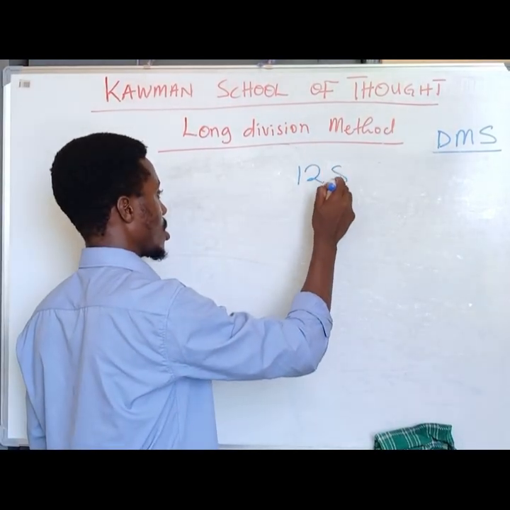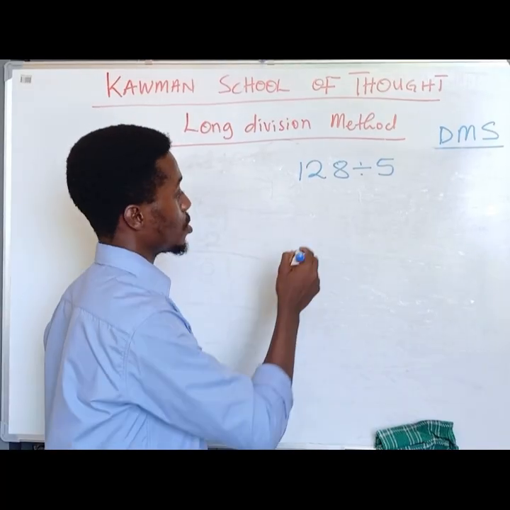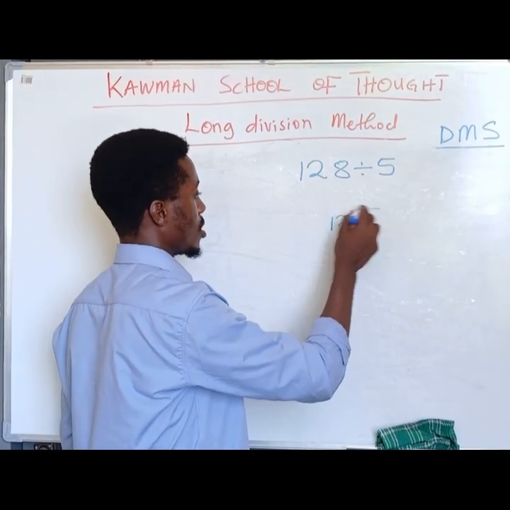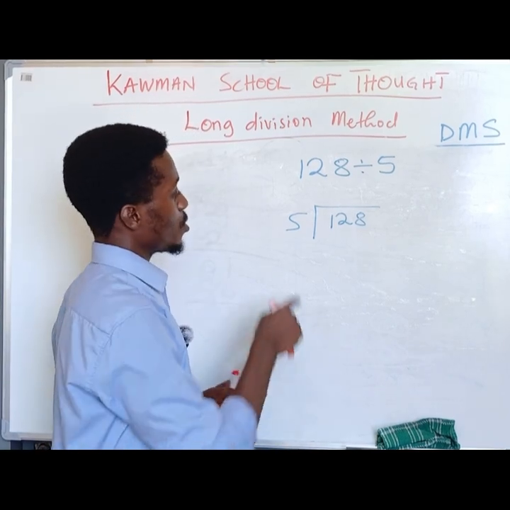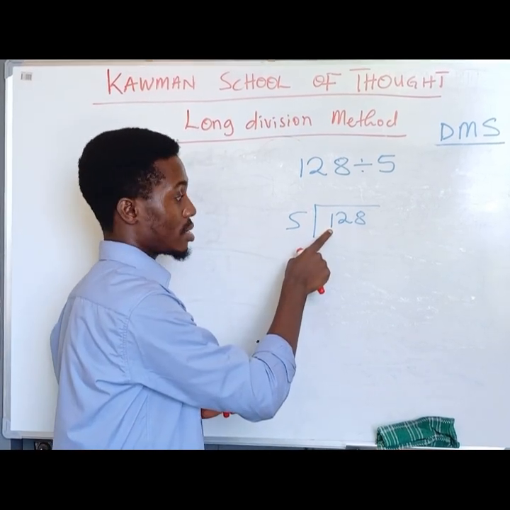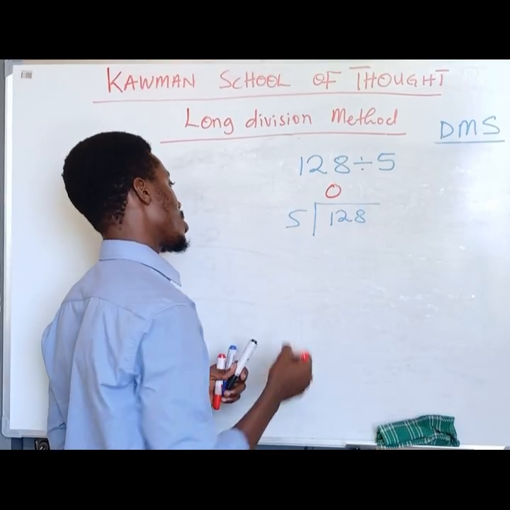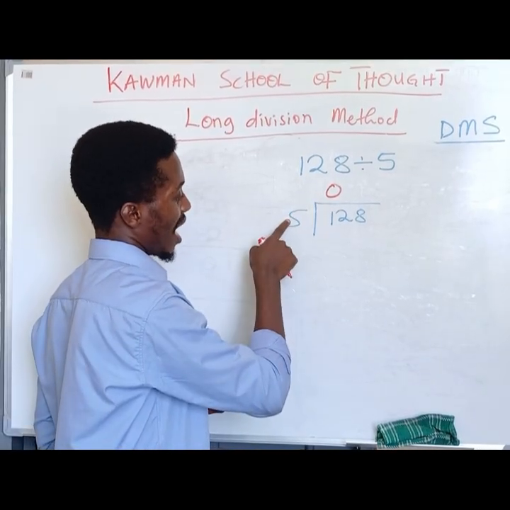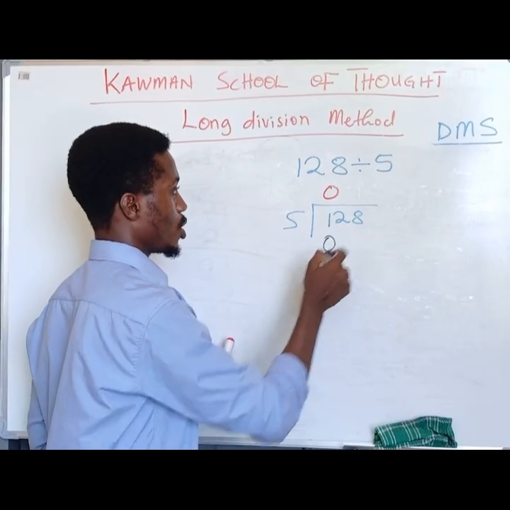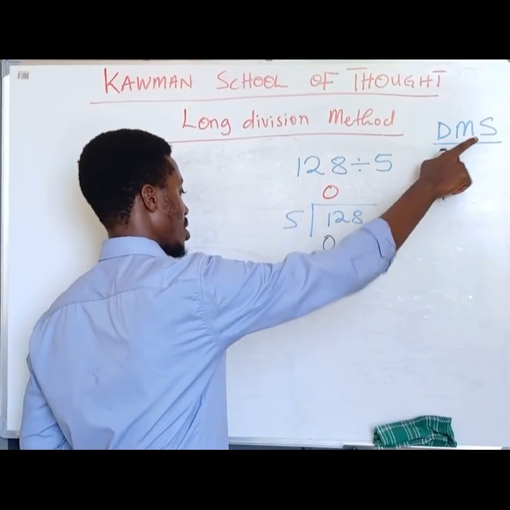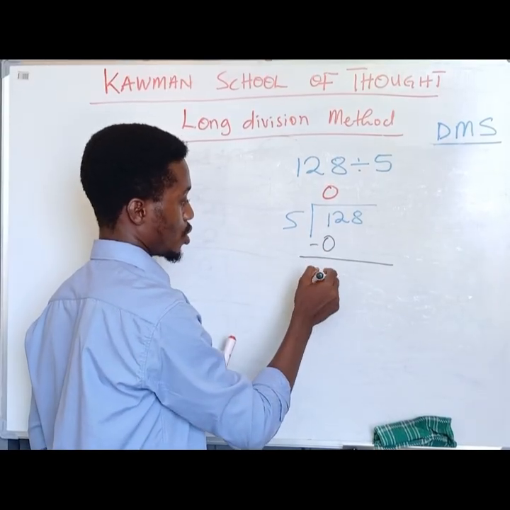128 divided by 5. Alright, so let's go. 128, then 5 comes out. So we go. 5 divides this 1 how many times? 0 times. We can't go. So 0 times 5 is going to be what? 0, or 0 here. Then what do we do next? We subtract. So subtract and we get what? 1 minus 0 is going to be what?